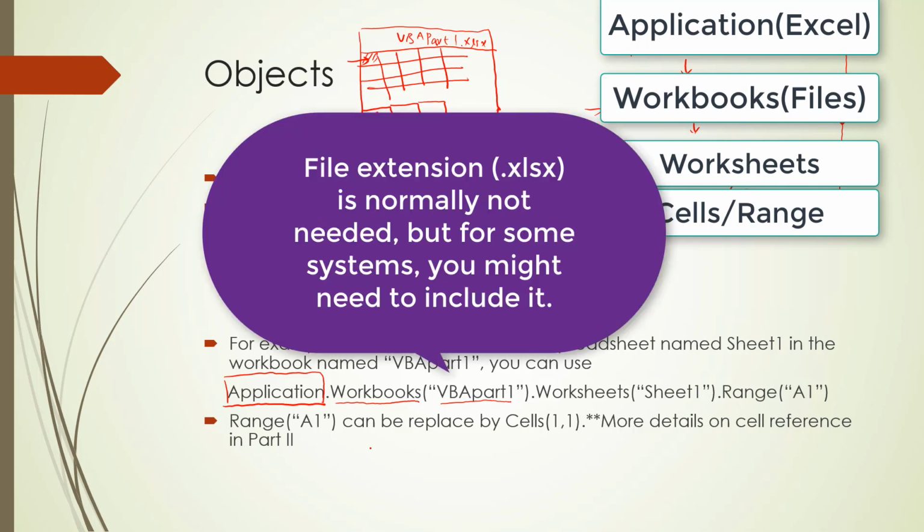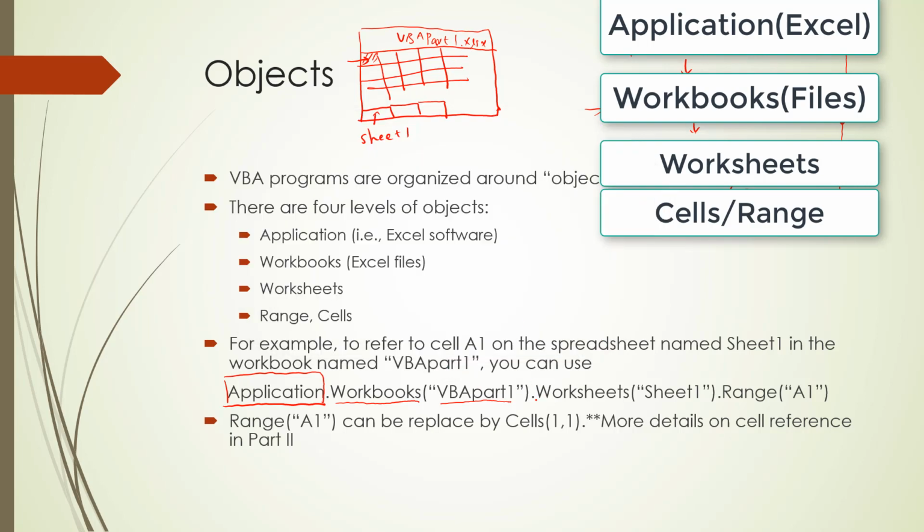VBA Part 1. After we specify the workbook name, we're going to use another dot to connect to the next level, which is worksheet. So here, the keyword is worksheets. And in the parentheses is the name of the worksheet that you want to refer to. In this case, the name is Sheet 1. We're in Workbook VBA Part 1 and Worksheet, which is called Sheet 1.